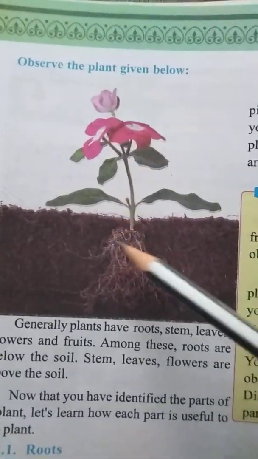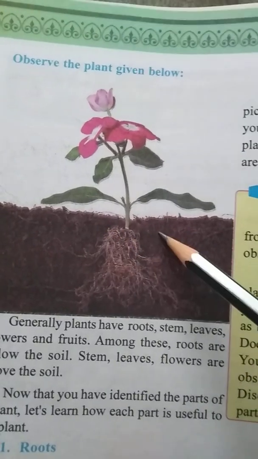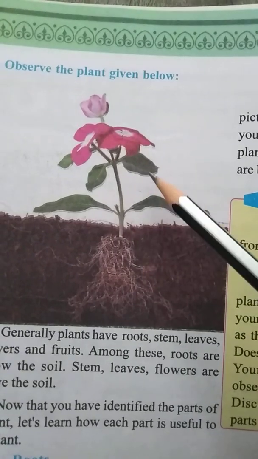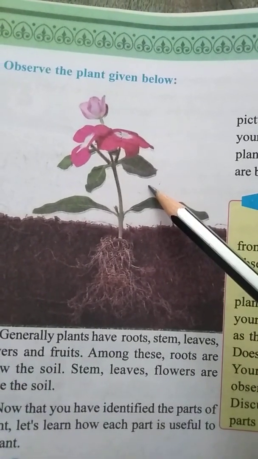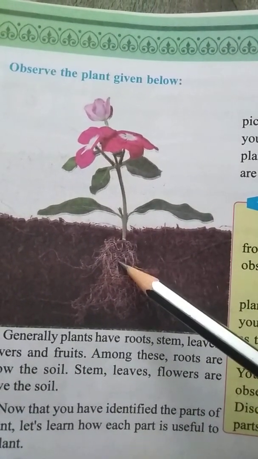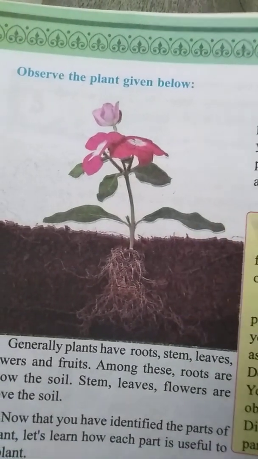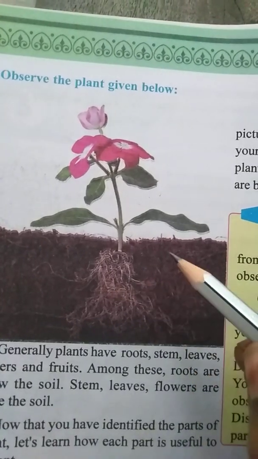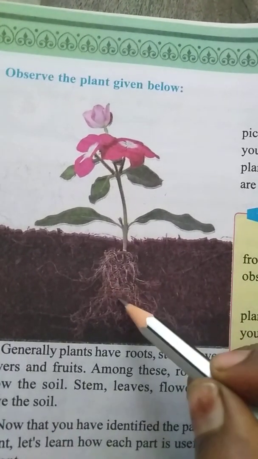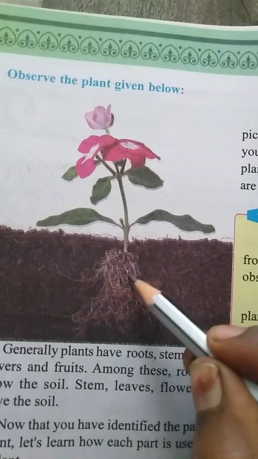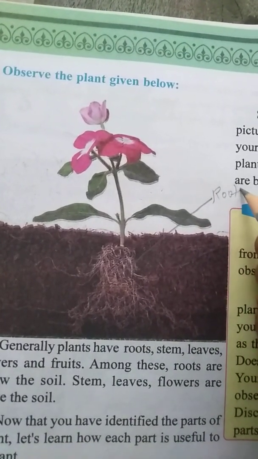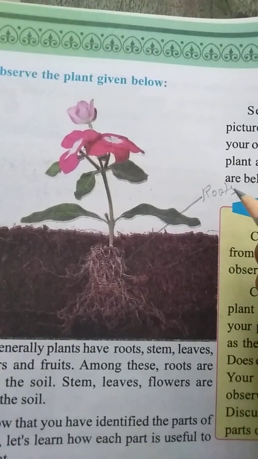Now let's see the picture again. Here this is a plant and this is soil. They asked us which parts of the plant are above the soil and which parts are below the soil. First let's see what the different parts of a plant are. So this is all soil. What are these you are looking at here? Yes, these are roots.